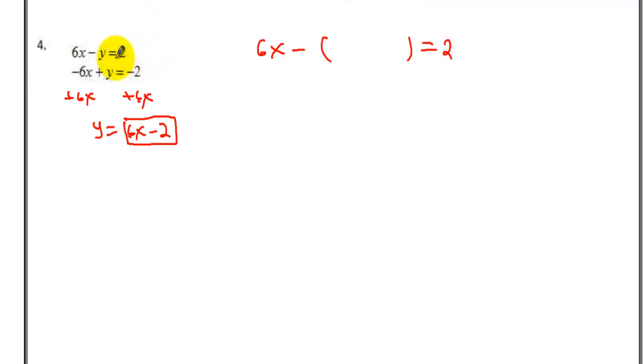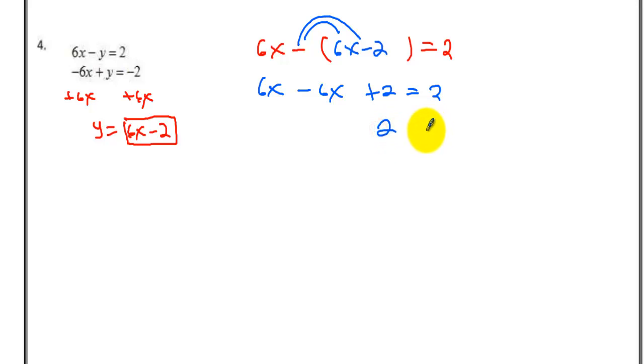Now, if you have a minus sign before the variable that you are going to replace, make sure that you put a parenthesis. So we have 6x minus y, but remember, y is equal to 6x minus 2, equals 2. So now, let's distribute our negative 1. So negative times 6x is negative 6x. Negative times negative 2 is positive 2, equals 2. 6x minus 6x is 0. And we will end up getting 2 equals 2, which is actually a true statement. Since we have here a true statement, we are going to say that we have many solutions.